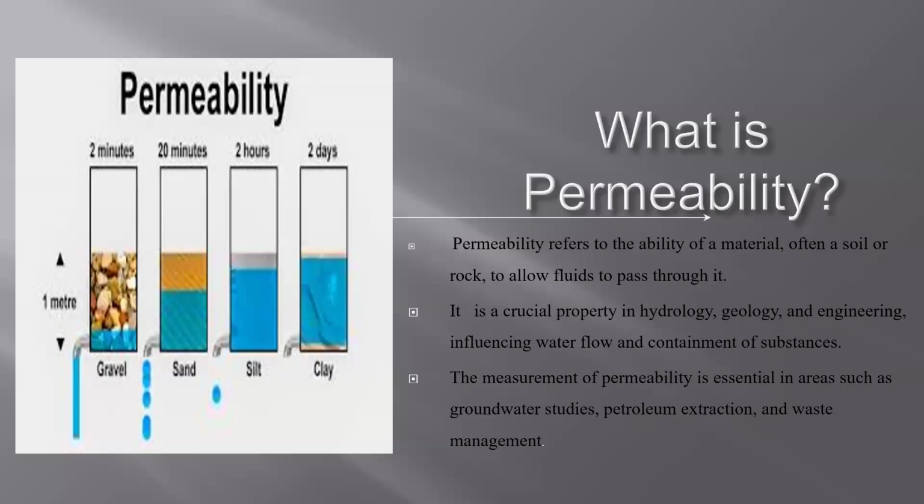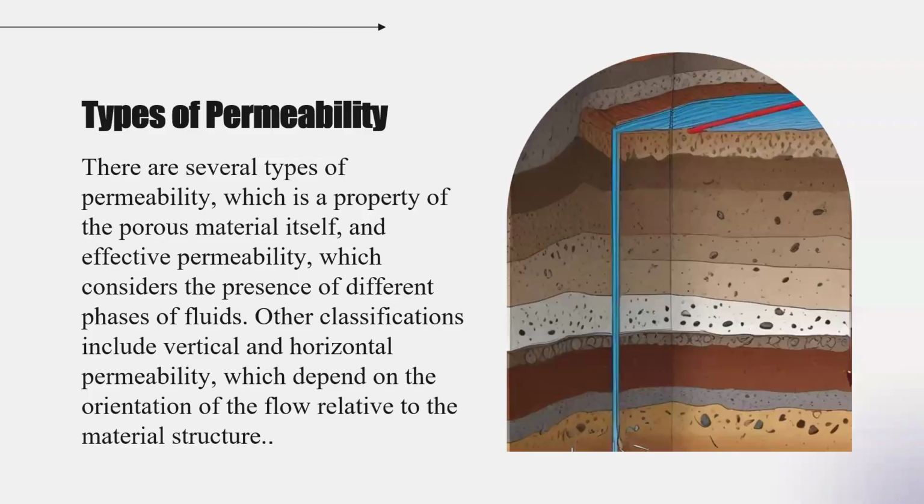Basically, we have seen the definition of permeability, that is, the ability of flow of a material or liquid through soil or rock. It is called permeability. These are the basic definitions of permeability. Next, the types of permeability.